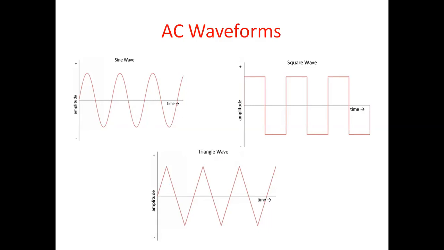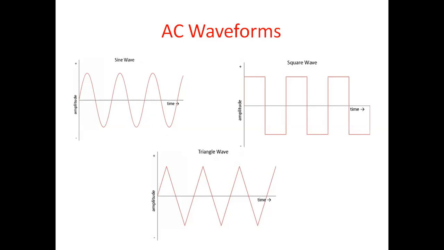The alternating current in most homes or residential buildings and offices has an oscillating voltage that produces a sine waveform. The most common type of AC is the sine waveform. Here you can see this is the most common AC waveform, and it is for residential buildings and offices.